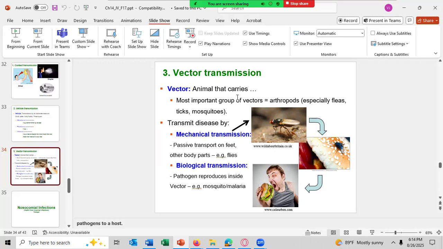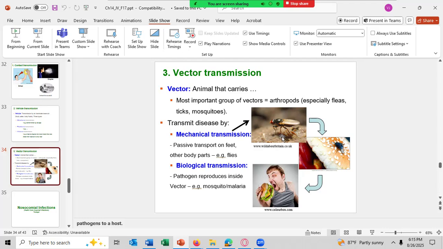Vector transmission can happen in 2 forms. There's mechanical transmission and biological transmission. Mechanical transmission is passive. The fly picks up the disease-carrying organisms on its feet passively, and then the fly lands on some food, carrying the disease-carrying organism, once again passively, to the food. And then the food is eaten by the person, and the person picks up the disease-carrying organism from the feet of the fly. Mechanical transmission. Any questions about mechanical transmission?